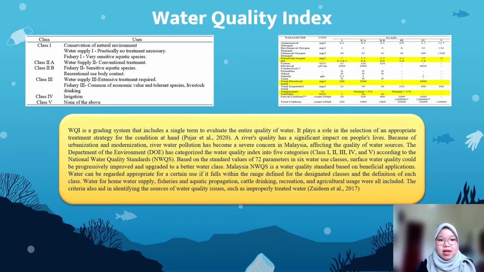Water Quality Index. According to Puja 2020, WQI is a grading system that includes a single term to evaluate the entire quality of water. It plays a role in the selection of an appropriate treatment strategy for the condition at hand. A river's quality has a significant impact on people's lives. Because of urbanization and modernization, river water pollution has become a severe concern in Malaysia, affecting the quality of water sources. The Department of the Environment (DOE) has categorized the Water Quality Index into 5 categories: Class 1, 2, 3, 4, and 5, according to the National Water Quality Standard (NWQS).